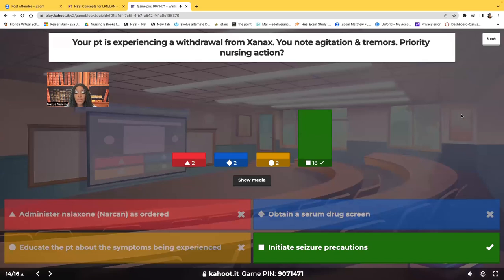Very good. Most of you guys got the correct answer. It is to initiate seizure precautions. So here's the thing. Xanax is a benzodiazepine, a CNS depressant, right? So when the patient's going through withdrawals, we may see a paradoxical effect, the opposite effect, right? We may see CNS stimulation such as seizures. So we're going to initiate seizure precautions.